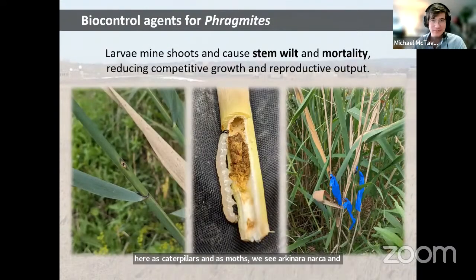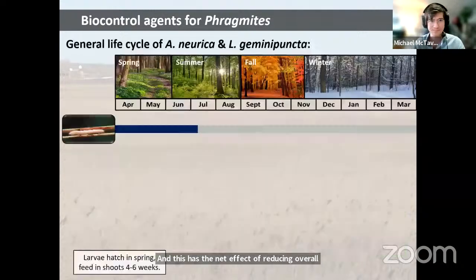The larvae are the life stage that do the actual damage. They mine shoots and will switch between multiple stems through their life cycle, causing stem wilt and mortality. And this has the net effect of reducing overall competitive growth and reproductive output of the Phragmites.